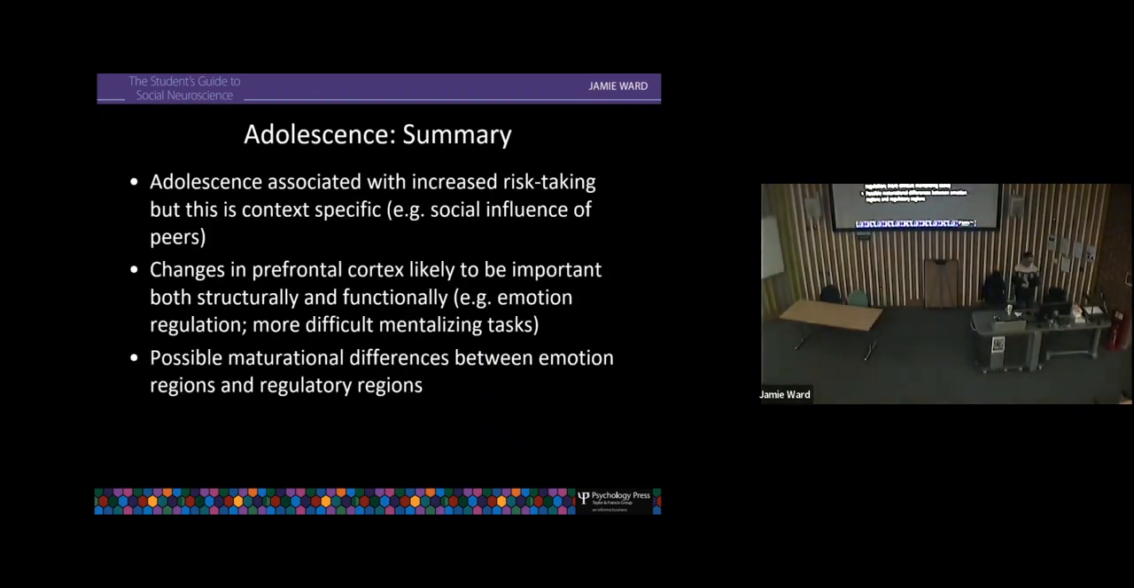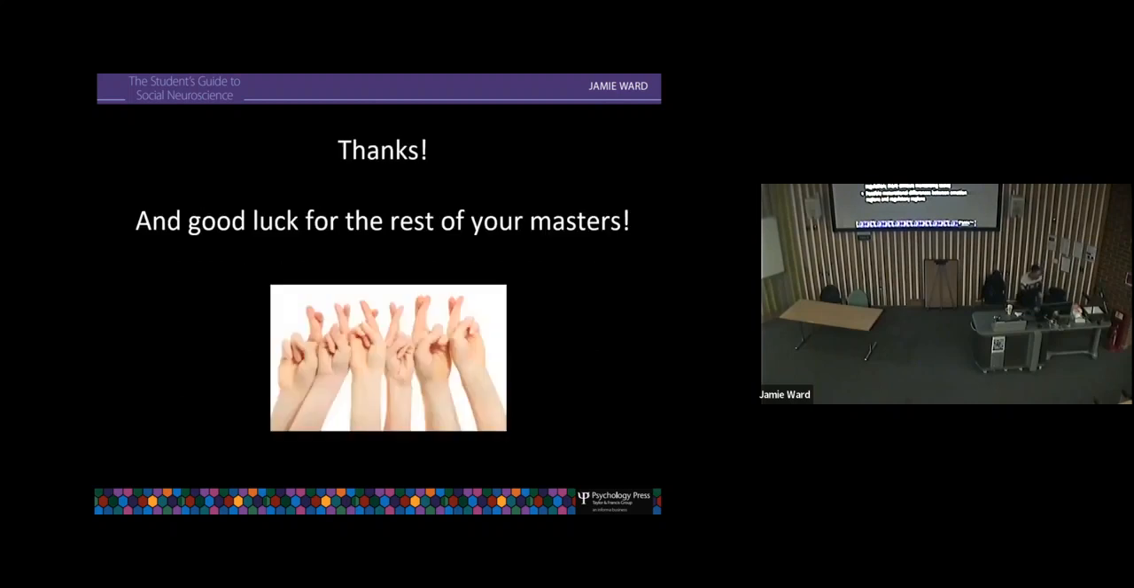Okay, so adolescence is associated with increased risk-taking, but this is quite context-specific. And particularly, there's good evidence of a social influence of peers. Changes in the prefrontal cortex are likely to be important both structurally and functionally. It's a form of emotional regulation, but there might also be differences in terms of reward sensitivity as well, and the two are almost in opposition to each other, that rewards are very salient and your ability to regulate those rewards is not fully developed.